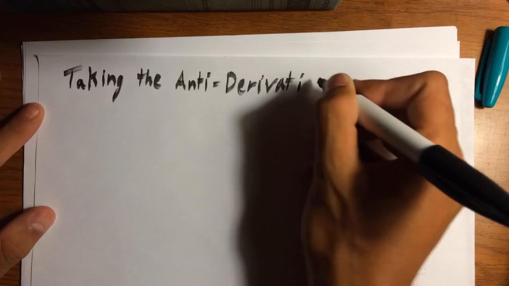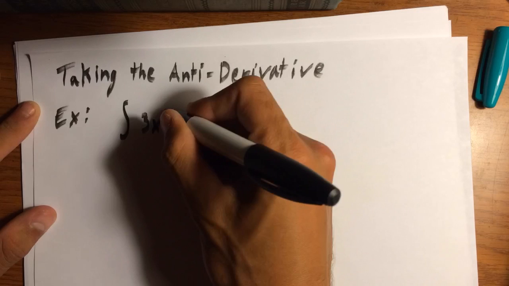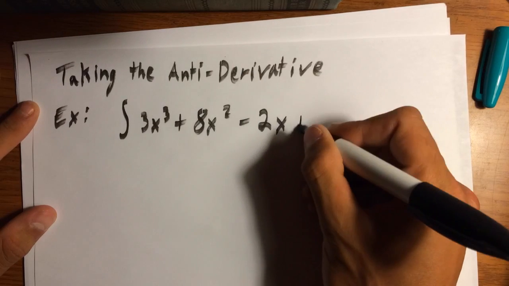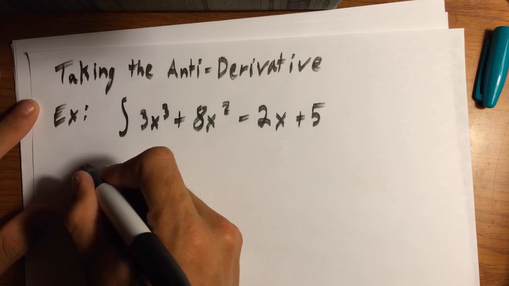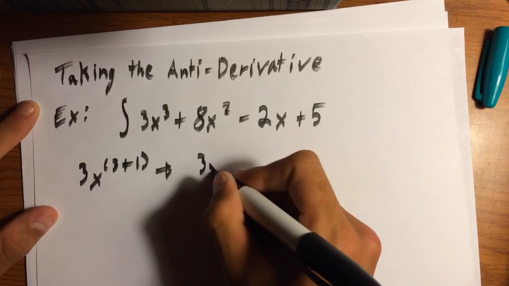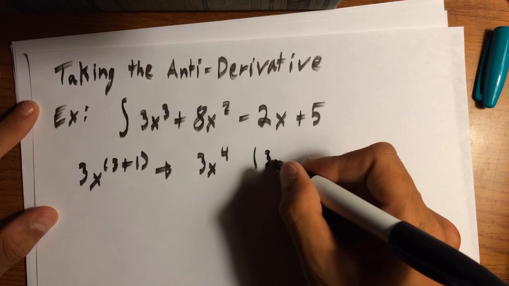So, taking the antiderivative example, the antiderivative of 3x cubed plus ax squared minus 2x plus 5. There should be a dx. I'm very sorry about that. But anyway, so first, it's 3x. We'll just do this first one first.